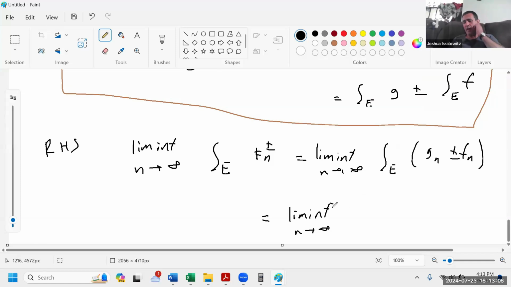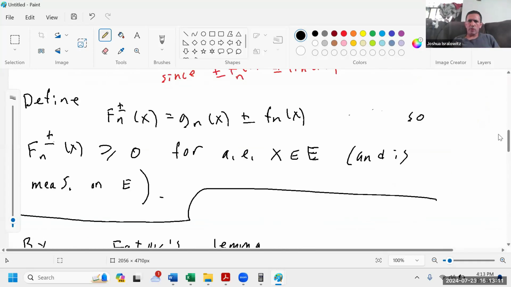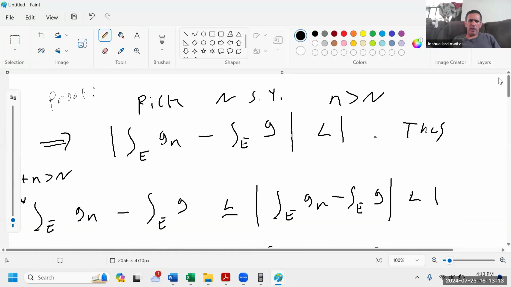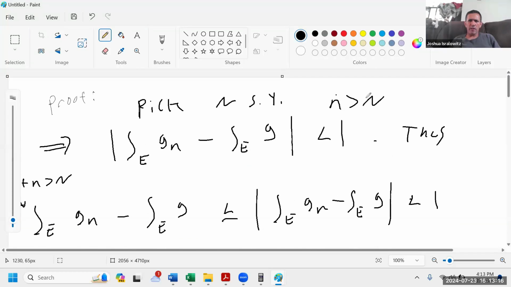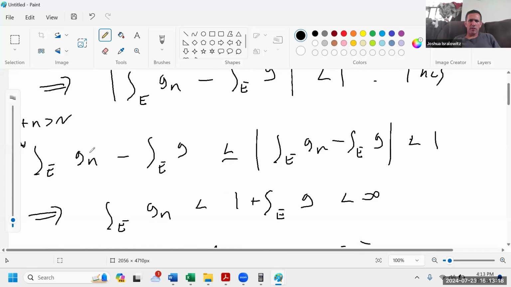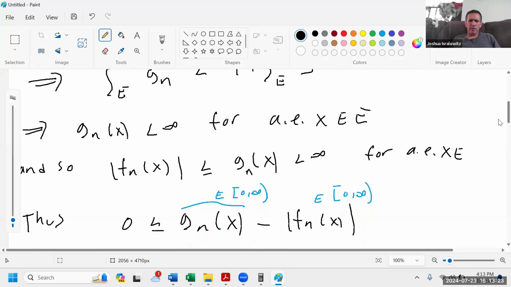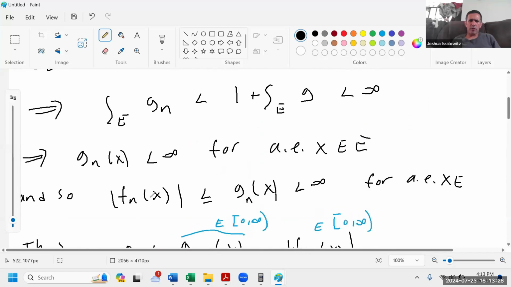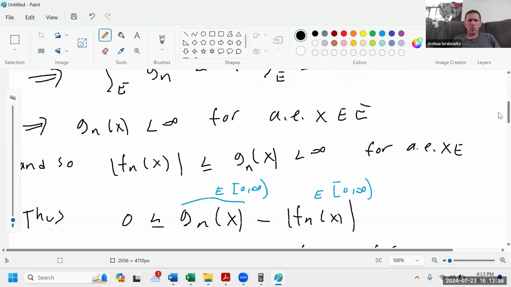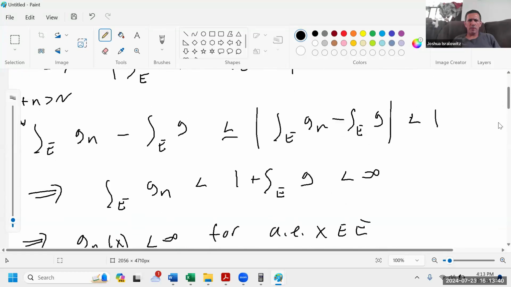Each gn and fn are integrable, at least for large n. Going back up here, little n bigger than big N means the integral of gn is finite, and same thing is true for f, because fn of x, in absolute value, is less than or equal to gn of x for almost every x. So again, both are integrable for large n.